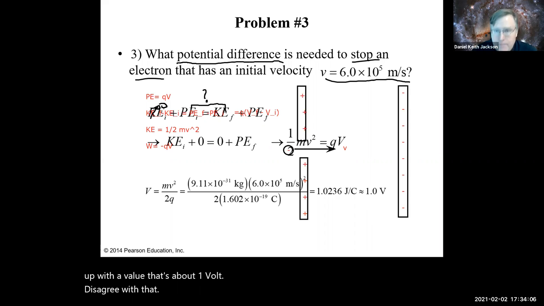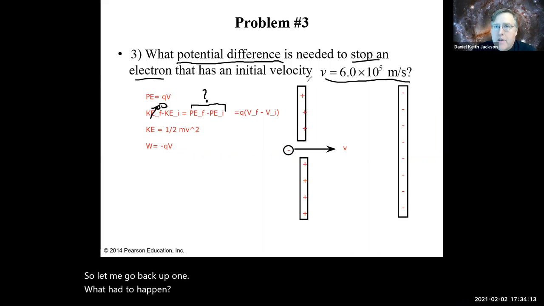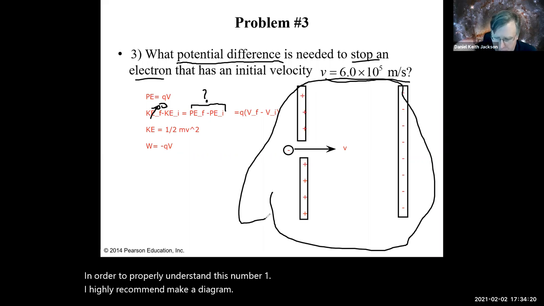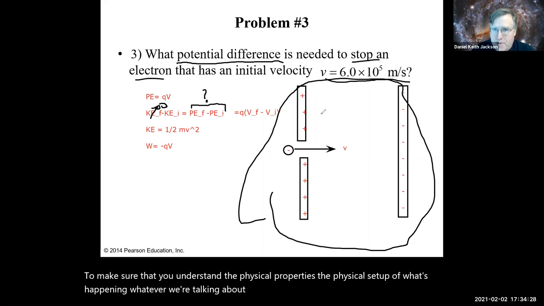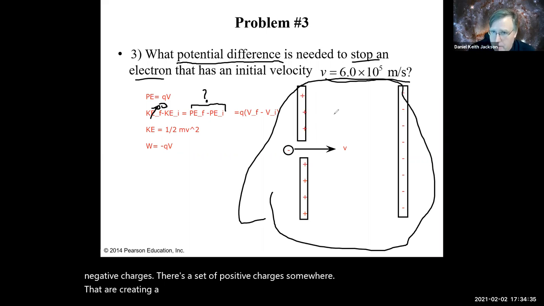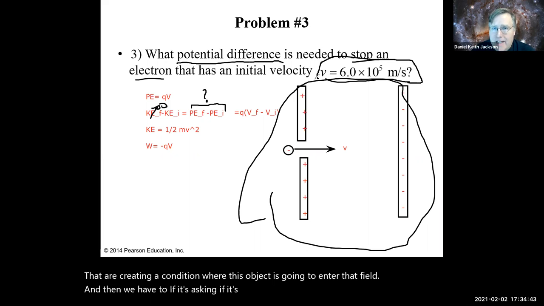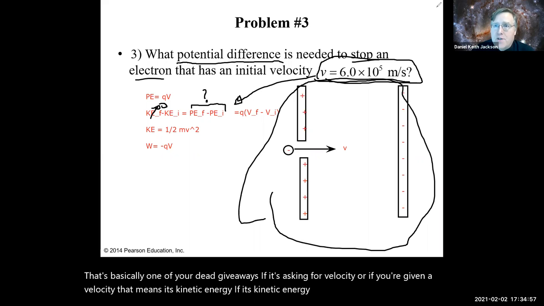Okay, so let me go back up one. What had to happen in order to properly understand this? Number one, I highly recommend you make a diagram to make sure that you understand the physical setup of what's happening. Whenever we're talking about a potential difference, that means there is a set of negative charges and a set of positive charges somewhere that are creating a condition where this object is going to enter that field. And if it's giving us something that involves velocity, then that will involve the conservation of energy. That's basically one of your dead giveaways. If it's asking for velocity, or if you're given a velocity, that means it's kinetic energy. If it's kinetic energy, it means there's conservation of energy. That's the connection you're looking to make.